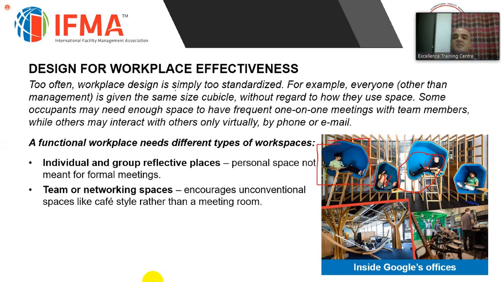Similarly, regarding finances, they sometimes need to have even their own safe, locked in a safe place. Sometimes they even have their own lock for their own offices, and so on. So these kinds of things have to be taken into consideration: what quantity of space they need and what quality of space they need. A functional workplace needs different types of workspaces, individual and group reflective spaces, team or networking spaces. So even places like a cafeteria, although it's not functional, a cafeteria is not only a place for you to eat food, it's a place for you to interact with the team members.